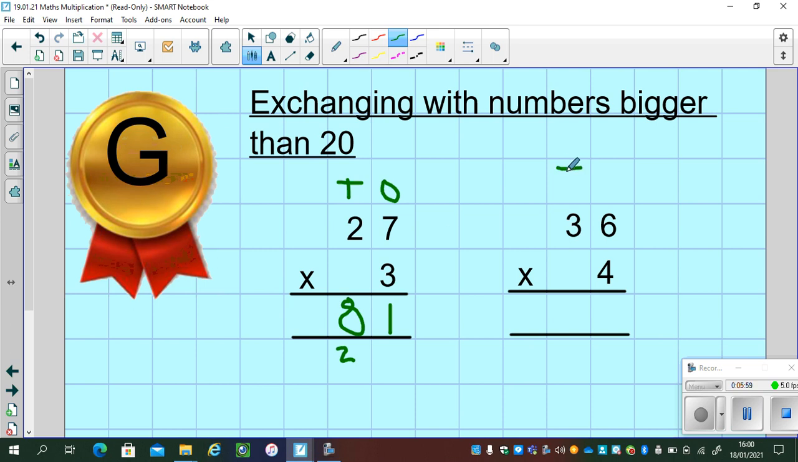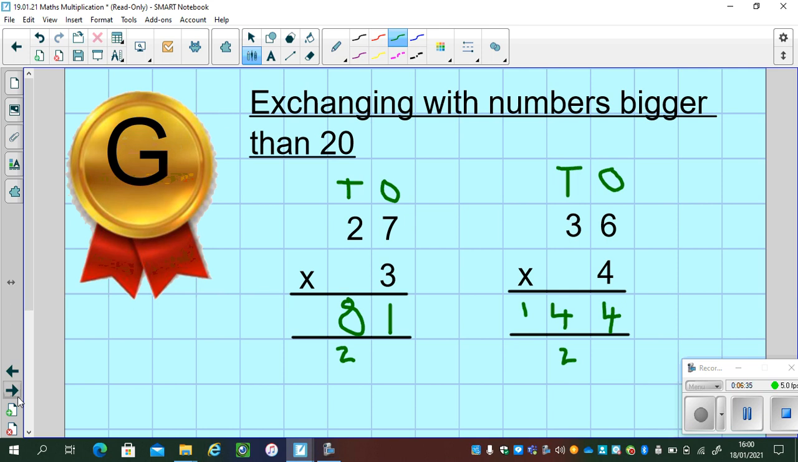My next calculation is 36 times by 4. So I'm going to lay out my 10s and my 1s. 36 is made up of 3 10s, 6 1s. I'm multiplying by 4, which belongs in the 1s column. Let's start with the 1s. 4 multiplied by 6 is 24. 24 is 2 10s, 4 1s. Now let's multiply the 10s. 4 times 3 is 12. Don't forget to add the 2. 12 add 2 is 14.